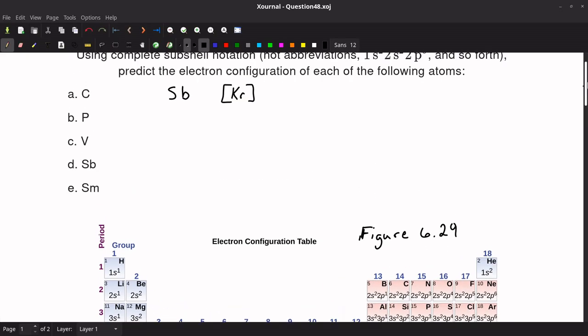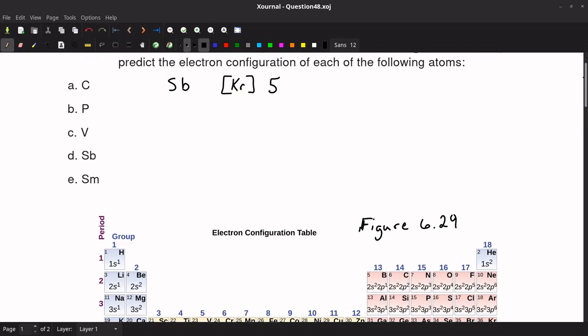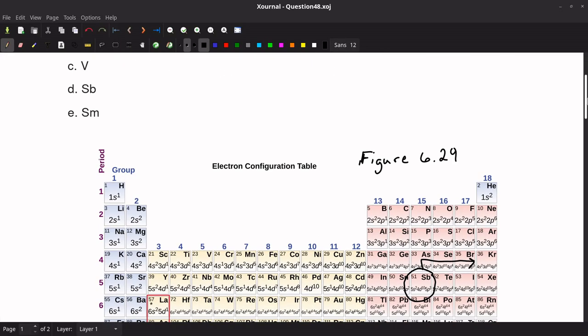So 5s2, 4d10, 5p, what was the number? 3.